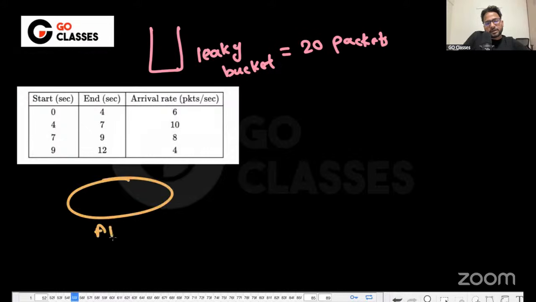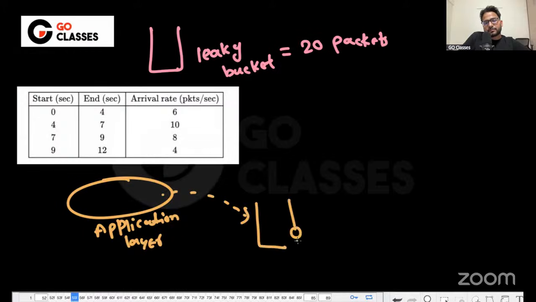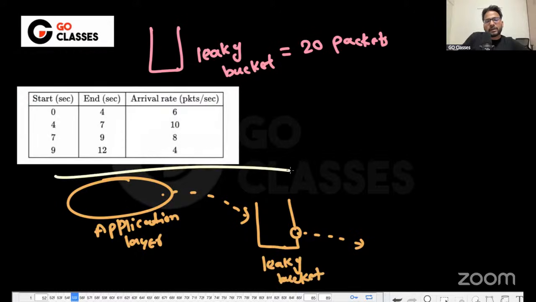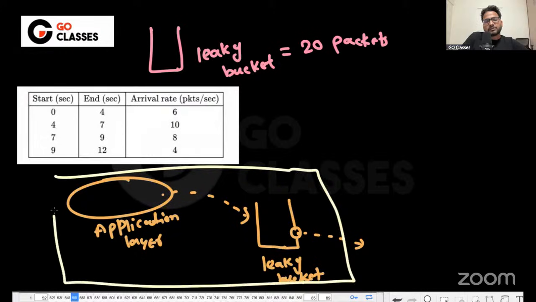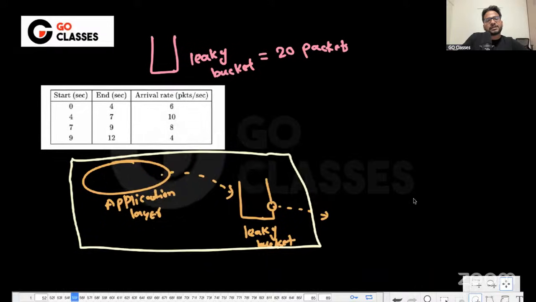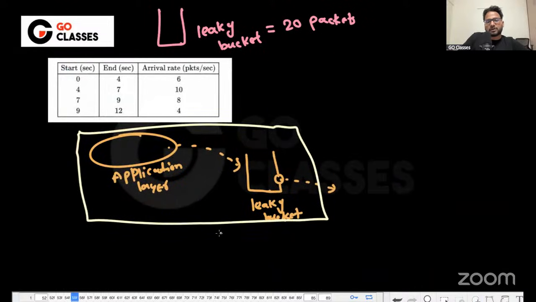This is the application layer, which can send data at any rate, and there's a leaky bucket which will shape the traffic. Both are within the host only. The leaky bucket is not outside the host. This is within your computer. The application layer is within the host, and the leaky bucket is also within the host.